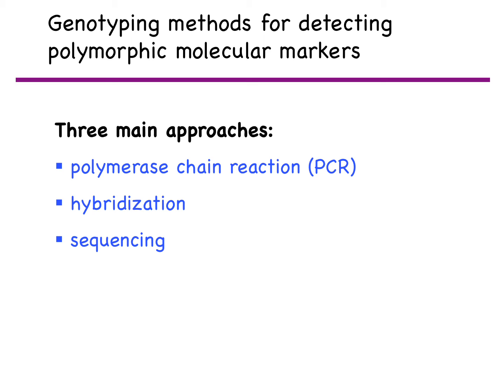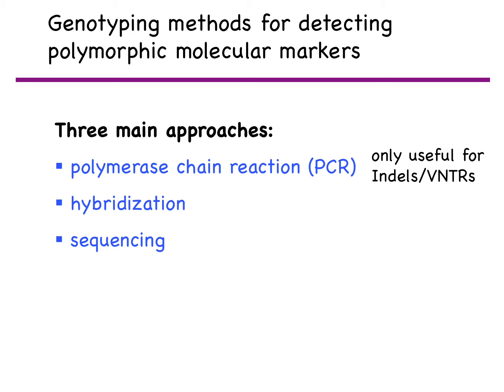For the genotyping methods for detecting polymorphic markers, there are typically 3 main approaches. One is polymerase chain reaction, another is hybridization, and the third is sequencing. It turns out hybridization is a feature of all 3 of these methods, but I'm listing hybridization separately from the other 2 because it involves purely hybridization. The other methods just involve an element of hybridization, but there are other parts of the process as well. I'm only going to talk about 2 of these today, the polymerase chain reaction and hybridization, and we'll talk about sequencing in a later lecture.